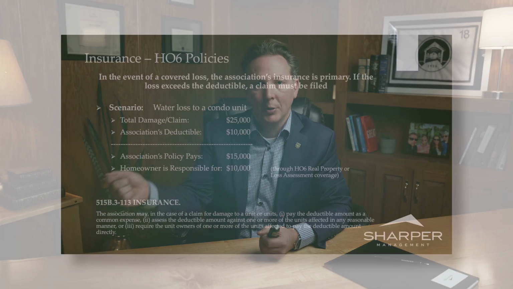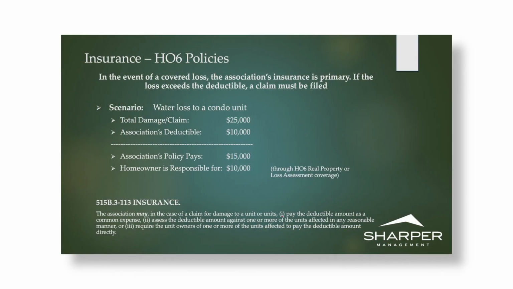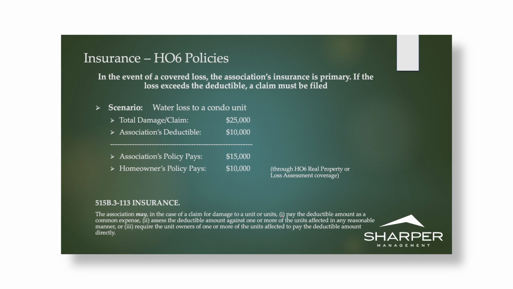The homeowner is going to probably be a little freaked out, wondering what to do. I'm being charged $10,000. Well, they turn that into their HO6 agent. If they have loss assessment coverage, then the HO6 policy cuts the association the check for the $10,000. The association is made whole. So that's one scenario of the importance of loss assessment.